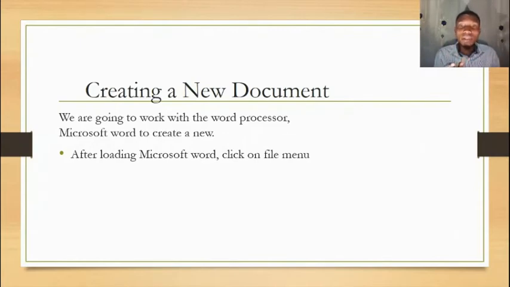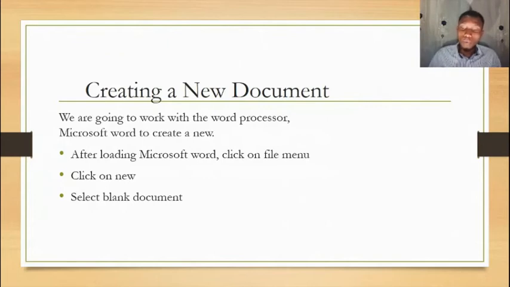So the first step is, after loading Microsoft Word, that means you've opened it and it has loaded, you click on the File menu. Remember the File menu that we had a picture of in the previous slide, or last two slides. Then the next is to click on New. So you click on the File menu and click on New. After clicking on New, you click on Blank Document. You select Blank Document.